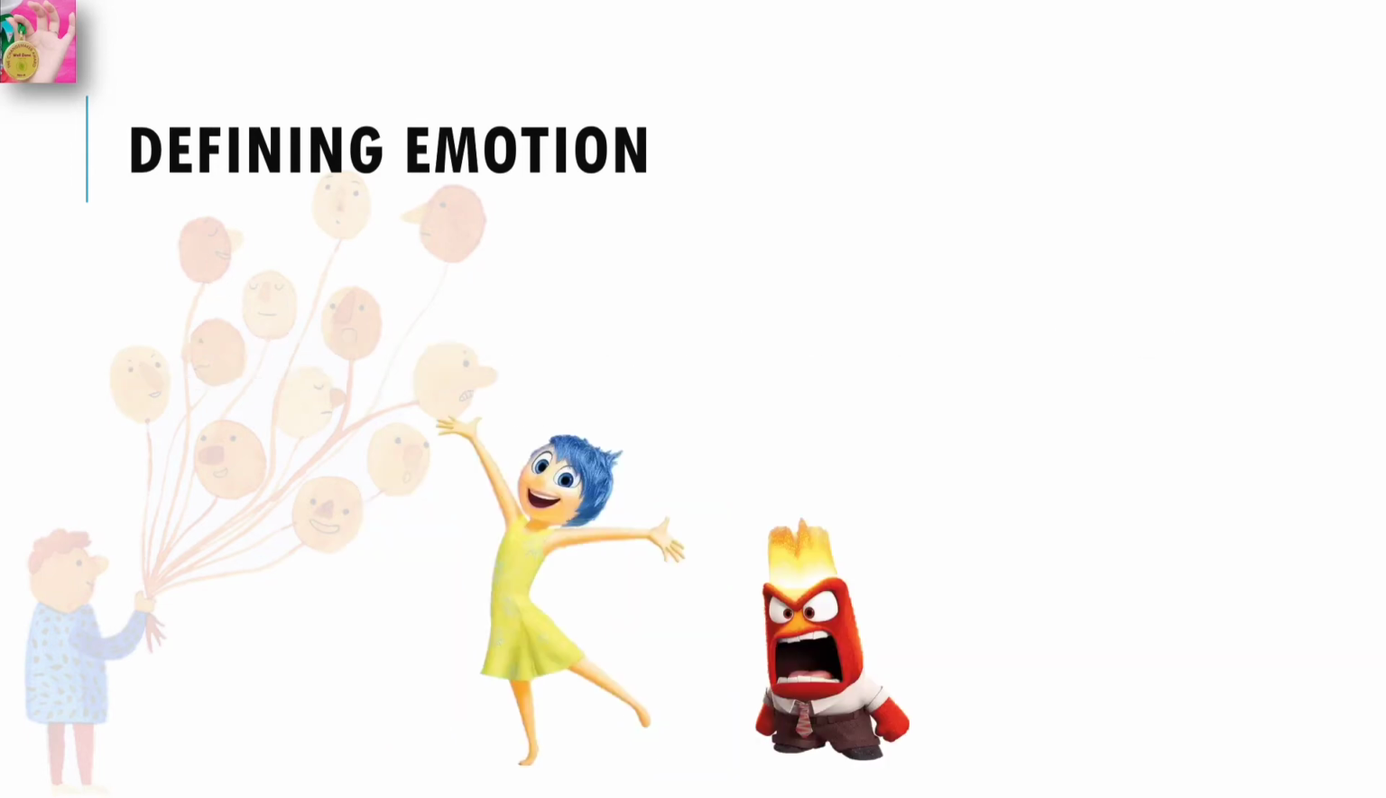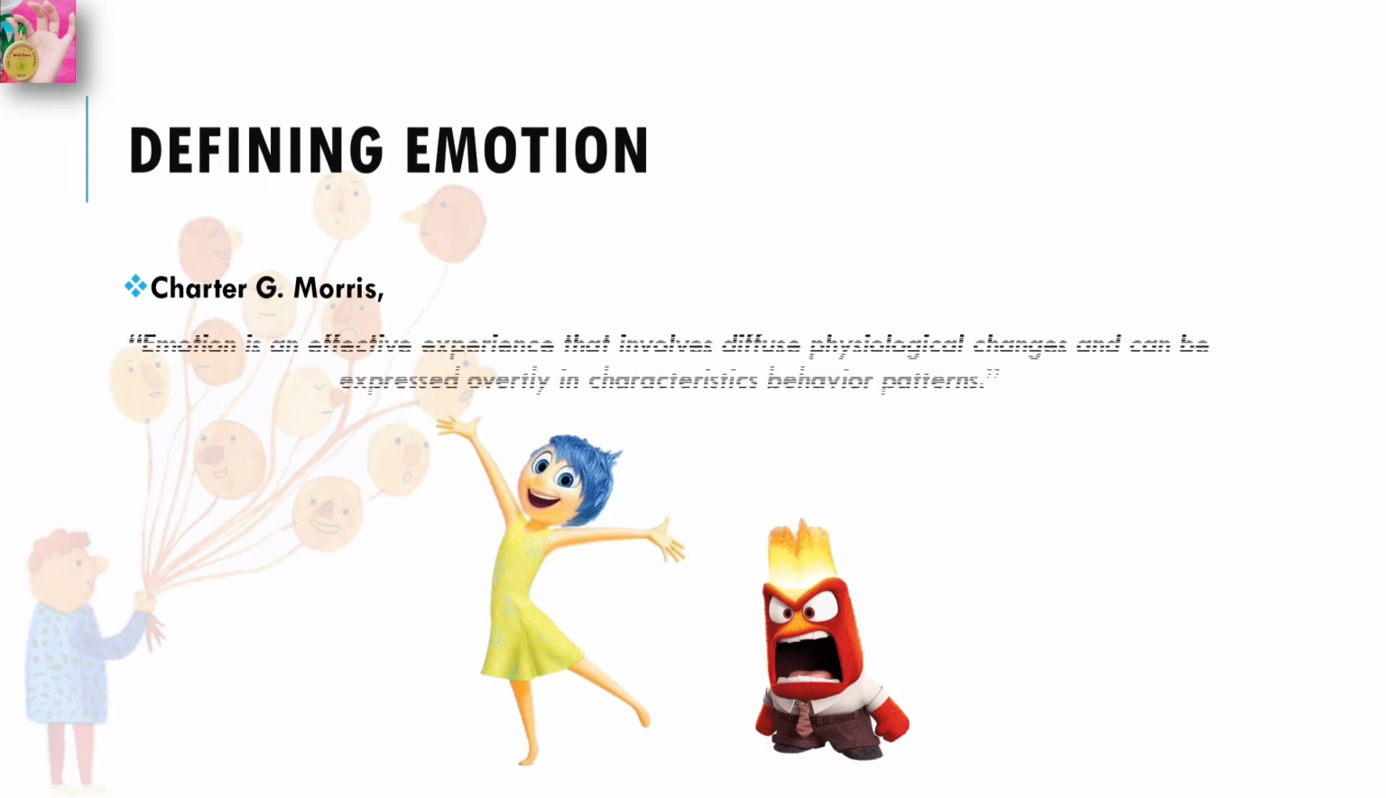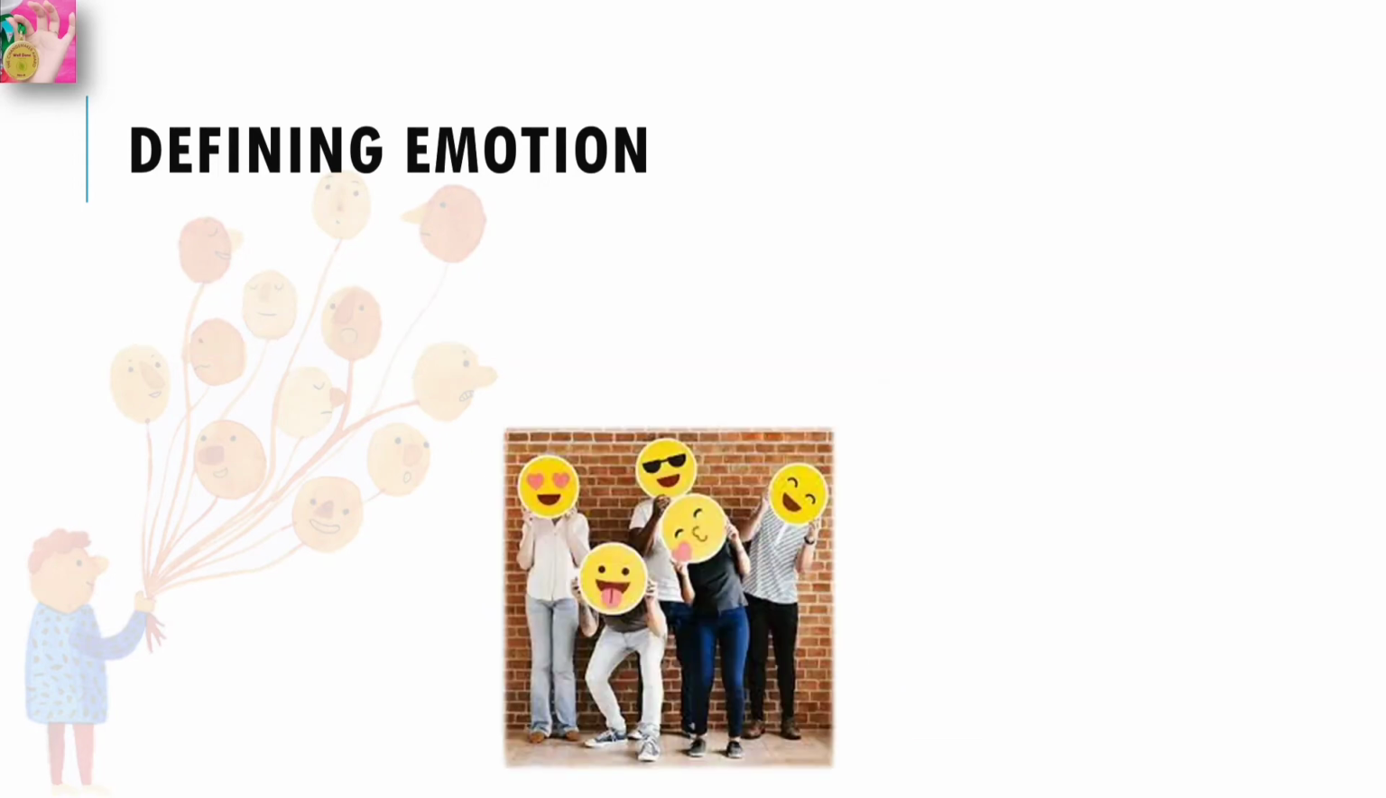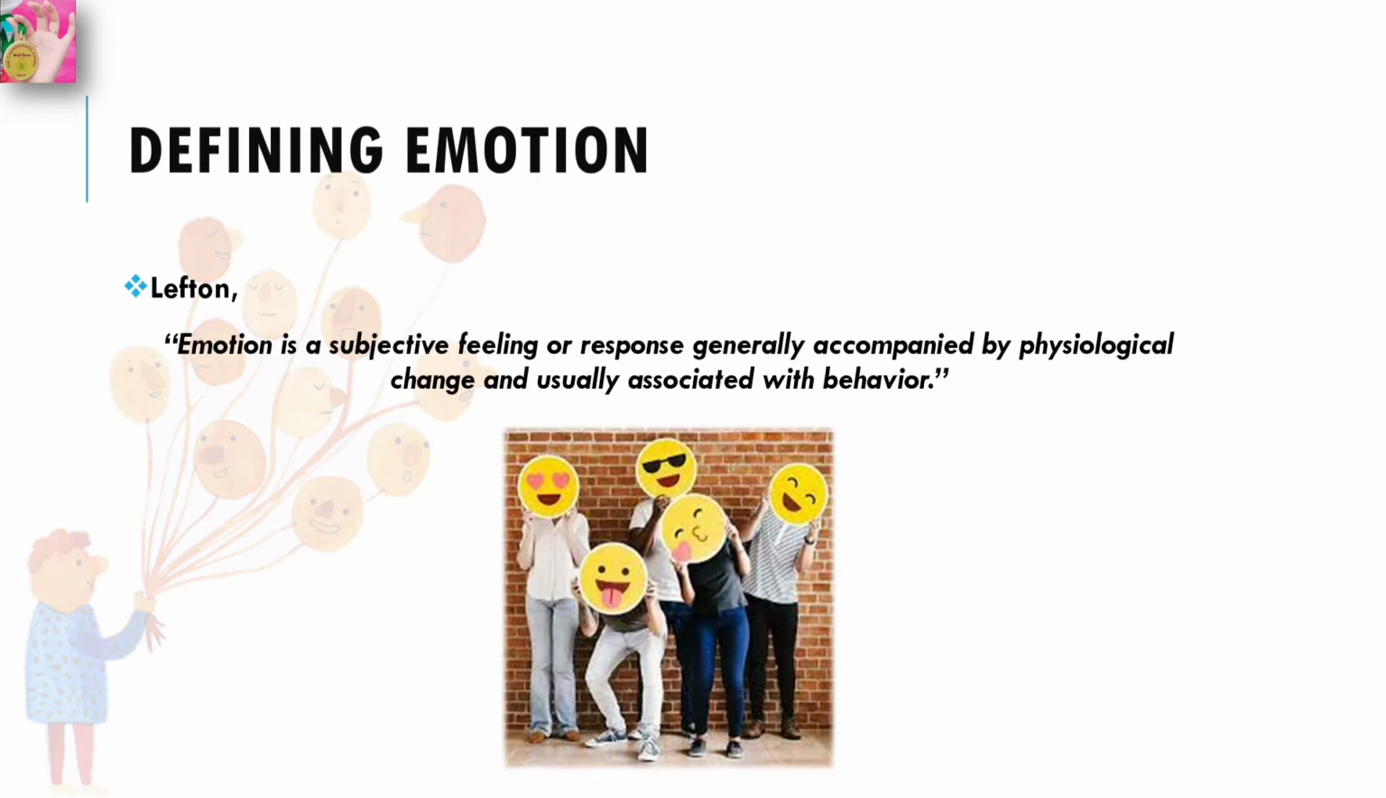And then there is another definition which was given by Morgan, and according to him, emotion is an affective experience that involves diffused physiological changes and can be expressed overtly in characteristic behavior patterns. Then last but not least, Lifton, and according to him, emotion is a subjective feeling or response generally accompanied by a physiological change and usually associated with behavior. So these were all the definitions of emotion, and we were able to define emotion.